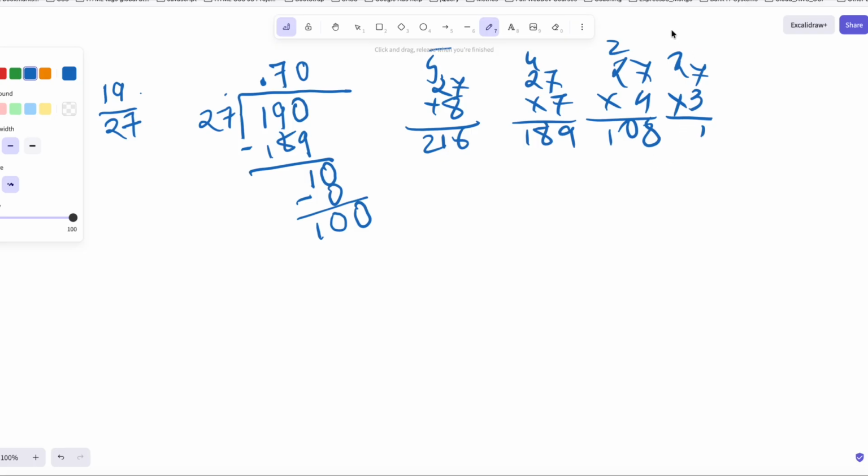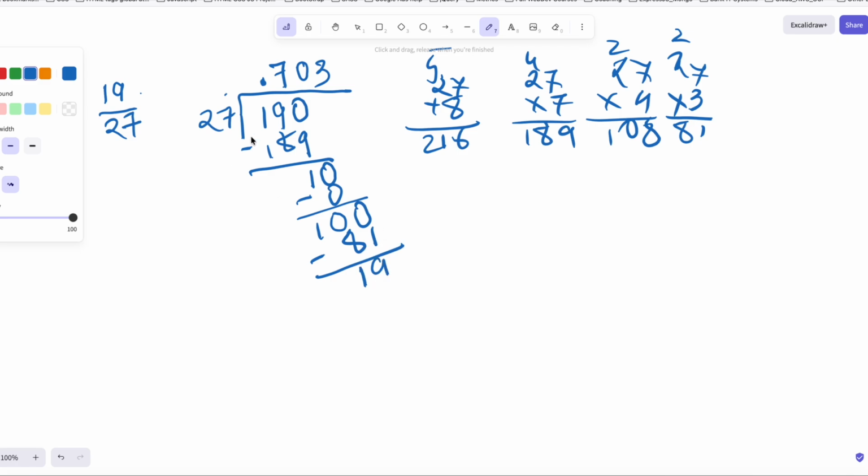It's 81, right? So you know that the number that you multiply 27 with to get a number which is less than 100 is 3. So you put a 3 here, right? And you put an 81 here. And what is the result when you subtract? It's 19.